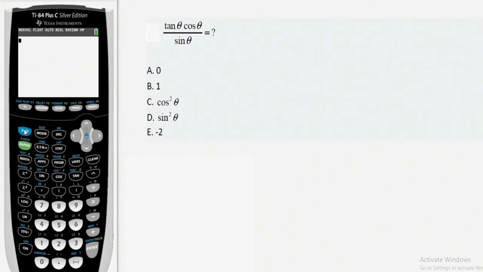Alright, so to reset, press the second button, then this plus button, press 7 for reset, press 1, then press 2, and it will do that for you. Alright, so it's done. Press the clear button.